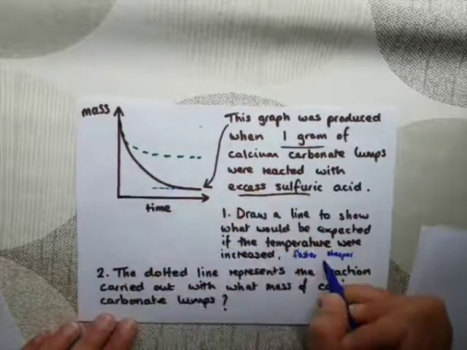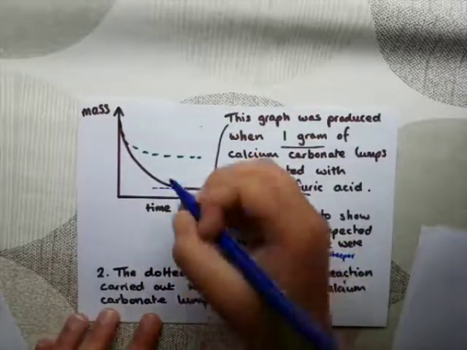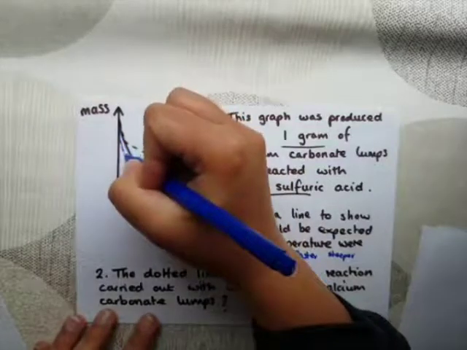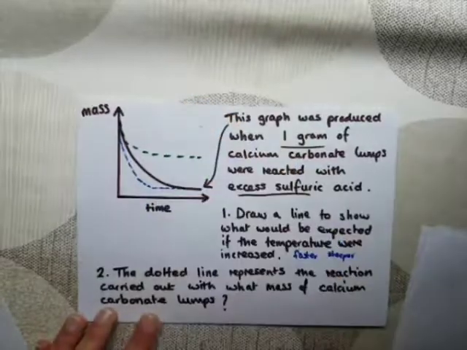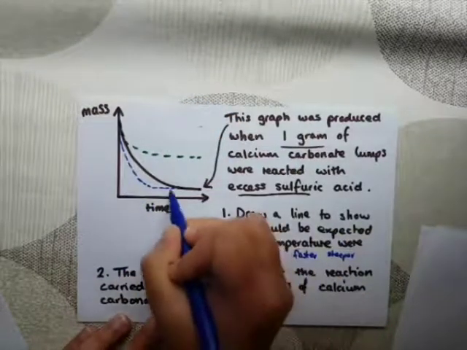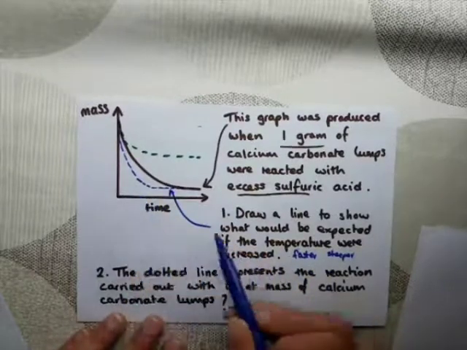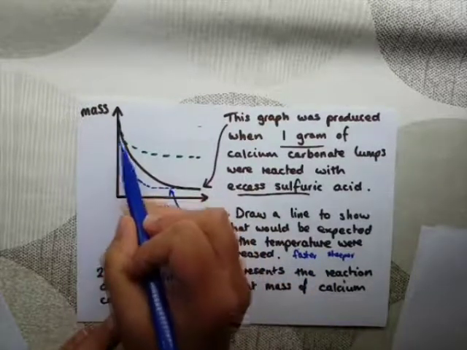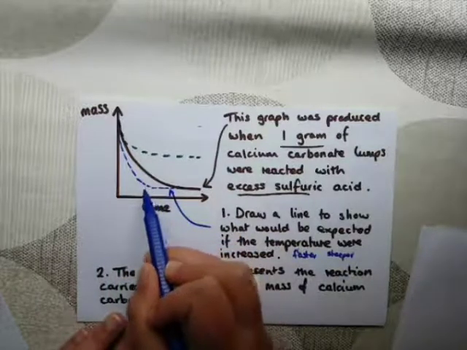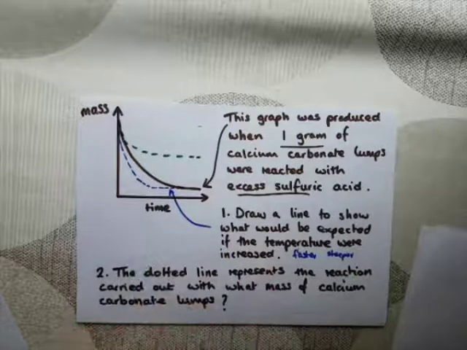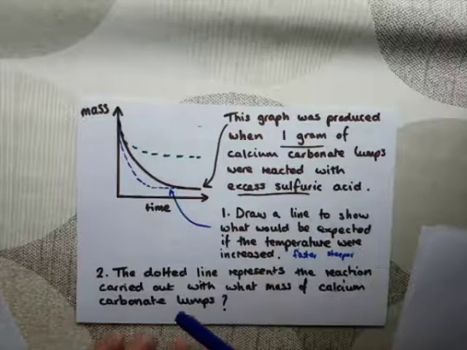But if all other factors are the same, then the same total mass will be lost, and the faster reaction is going to be steeper. So we go down like this. But remember, it should be a nice smooth curve. So this is my answer to question 1 here. A line which would be expected if the temperature were increased, but all other factors were kept the same. So we've got a faster decrease in mass, and the reaction levels out, it finishes earlier if we increase the rate of reaction.